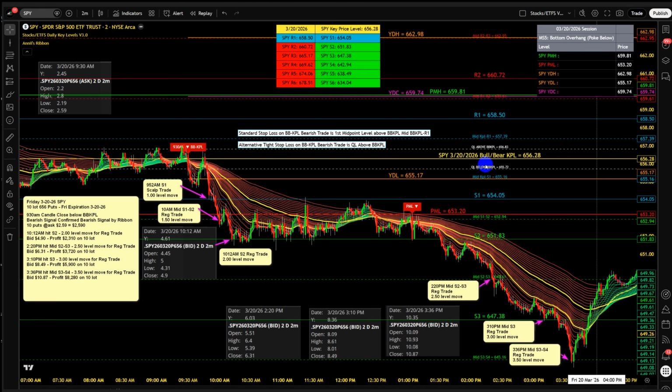So as stated, the standard play is going to be the option strike closest to the level that you are basing the trade on. In this particular trade, this is a bearish trade off the bull bear KPL level, which is 656.28 for today. So the closest strike on SPY for the Friday, March 20th session is going to be the 656 put. Now you could use the Friday expiration, which is the 0 DTE, which we'll be outlining today.